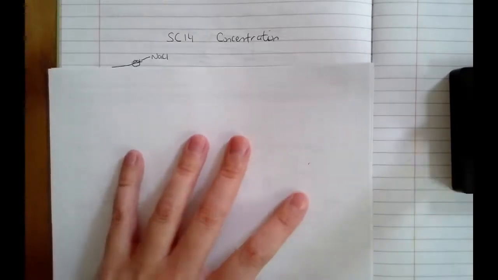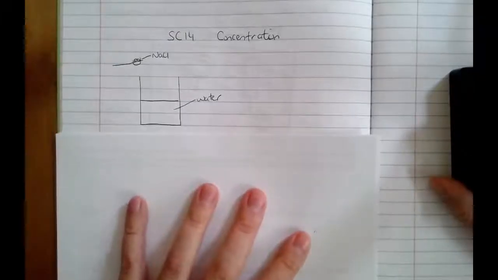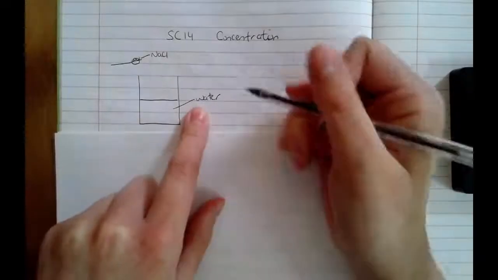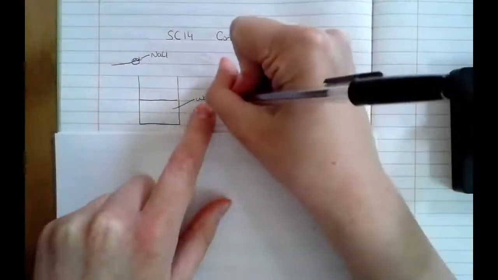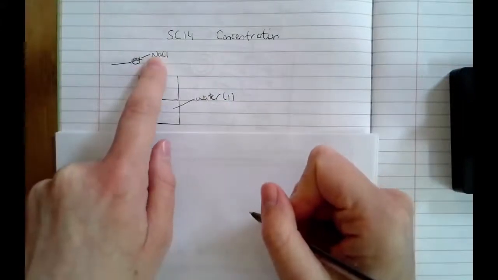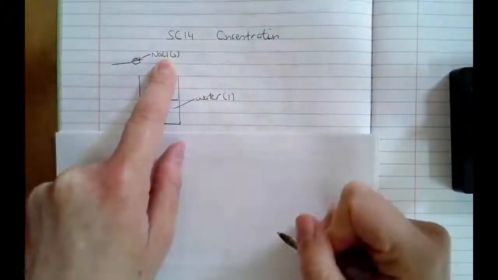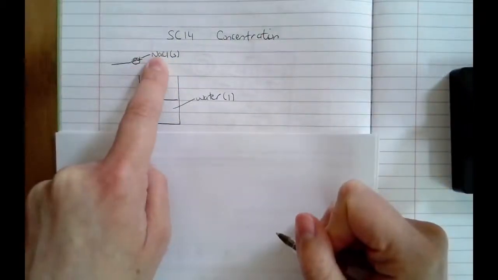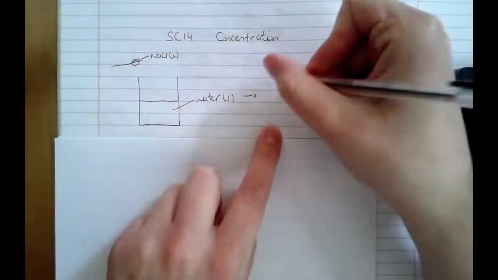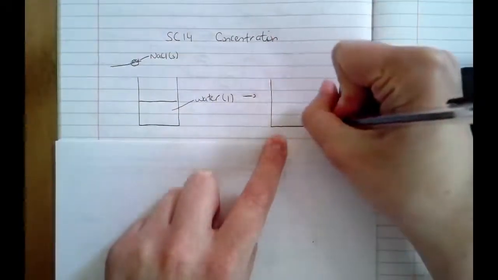So when we're looking at concentration, I'm looking at the concentration of a solution. So here I've got a beaker of water. Water is a liquid, so it has the state symbol L, a lowercase l. And I've got sodium chloride here, which is a solid. What I'm going to do is take my sodium chloride, which is just normal table salt, and add it to the water. And when I add it to the water, the sodium chloride will dissolve.